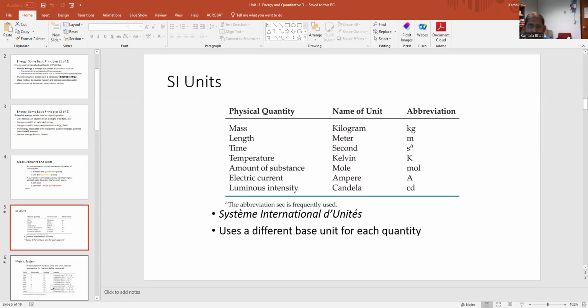Length, the name of the unit is meter, and it is m. Time is expressed in seconds, temperature in Kelvin, amount of substance in mole, electric current is in ampere, and luminous intensity is candela, and it is expressed as cd. The electric current abbreviation for ampere is A. Now, if you note, there are 7 units over here described on this chart.